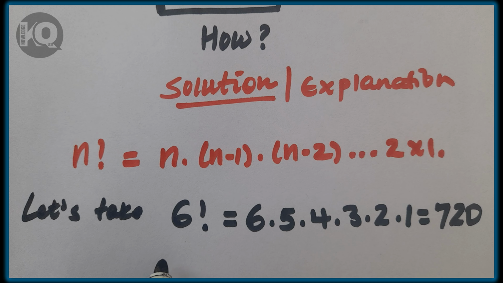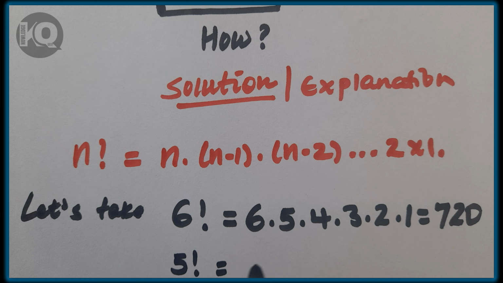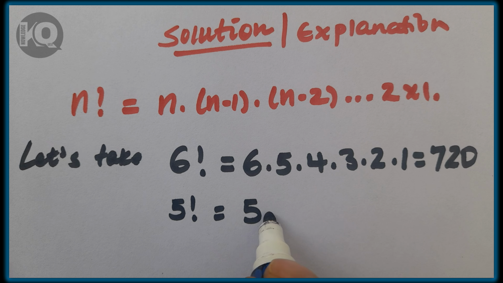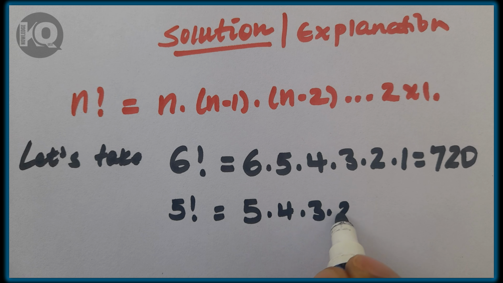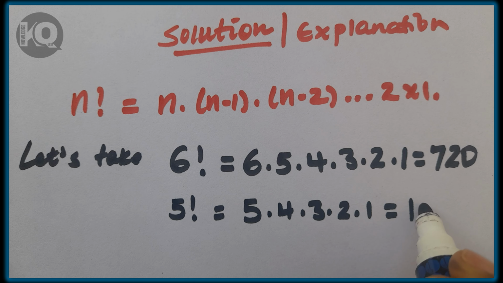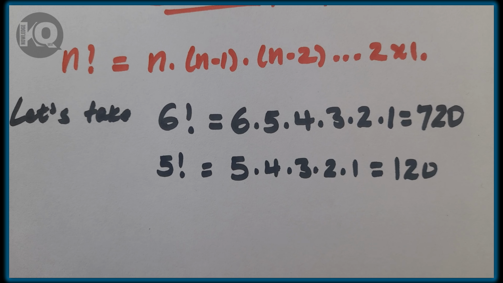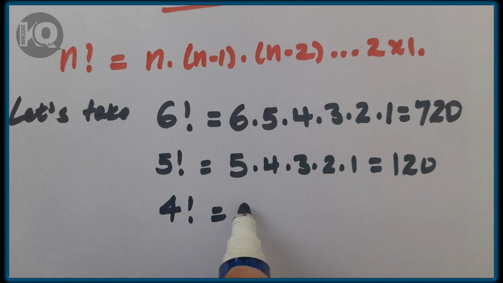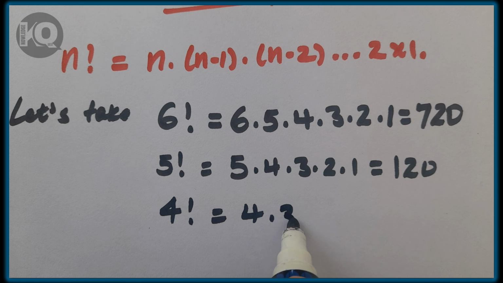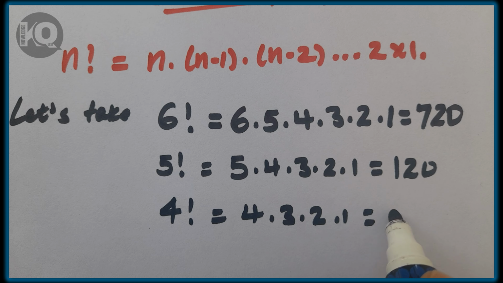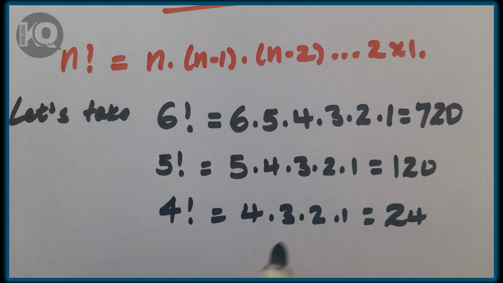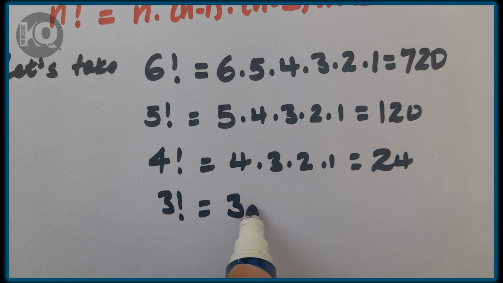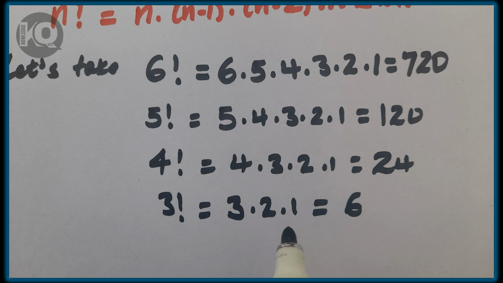And let's take another number, 5 factorial, where n is 5. So 5 times 4 times 3 times 2 times 1, which is equal to 120. And then 4 factorial is 4 times 3 times 2 times 1, which is equal to 24. 3 factorial is 3 times 2 times 1, which is 6.